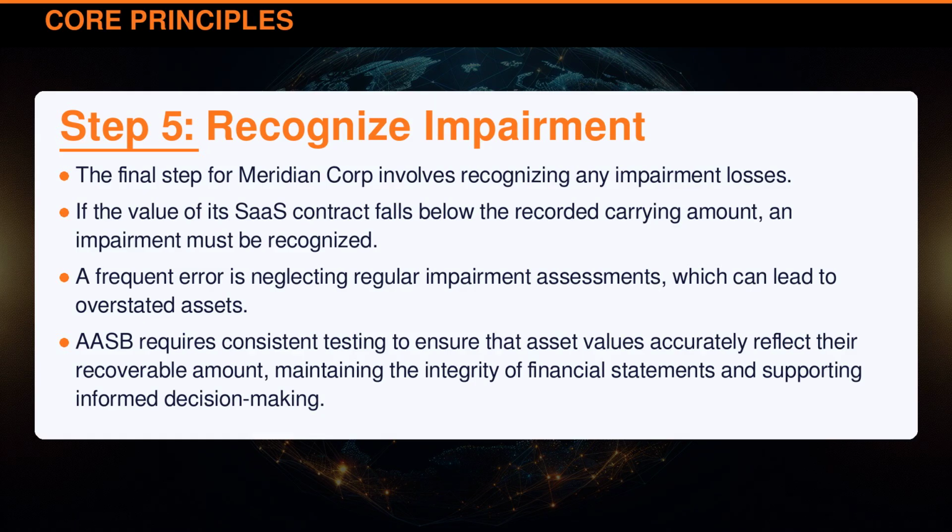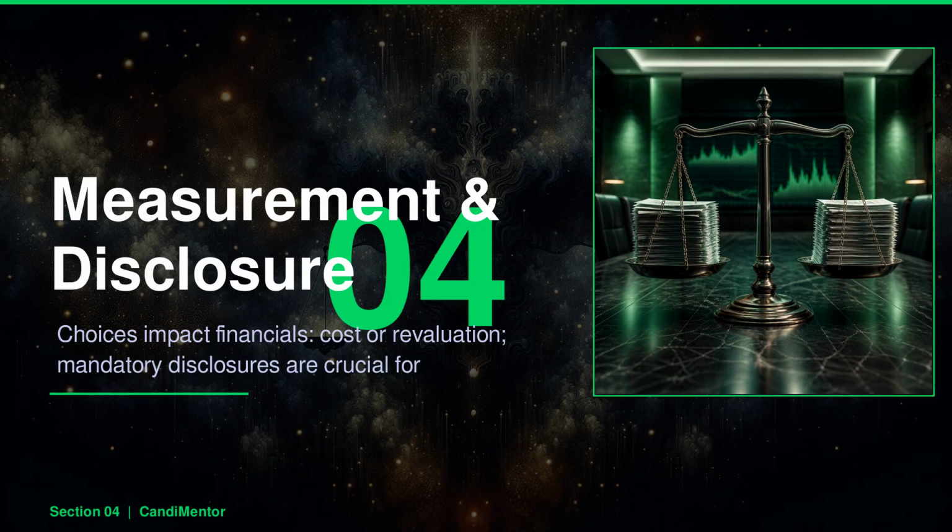The final step for Meridian Corporation involves recognizing any impairment losses. If the value of its SaaS contract falls below the recorded carrying amount, an impairment must be recognized. A frequent error is neglecting regular impairment assessments, which can lead to overstated assets. AASB requires consistent testing to ensure that asset values accurately reflect their recoverable amount, maintaining the integrity of financial statements and supporting informed decision-making.